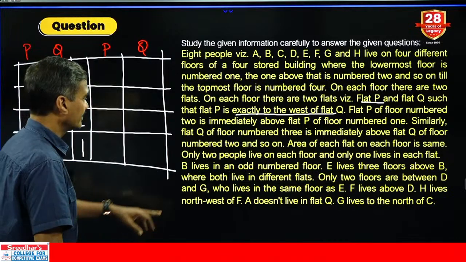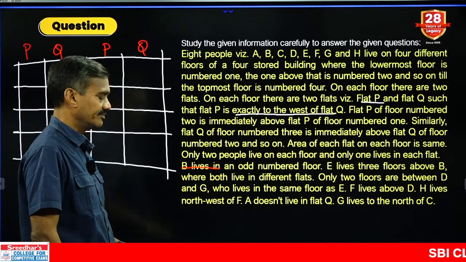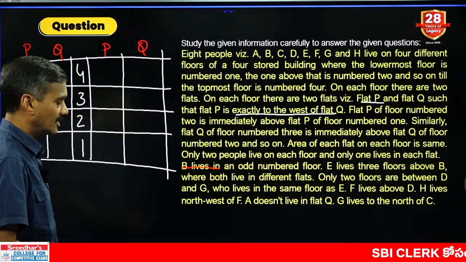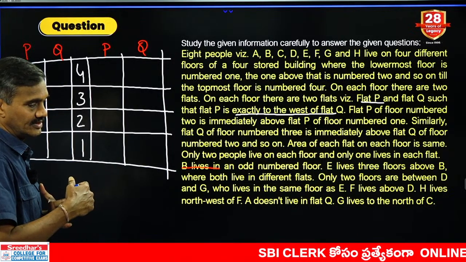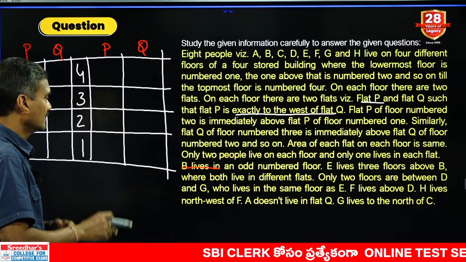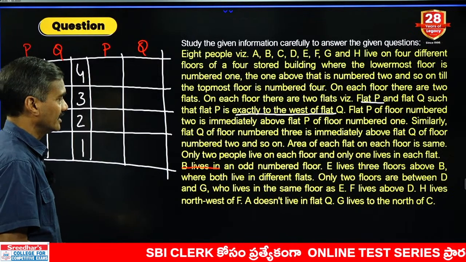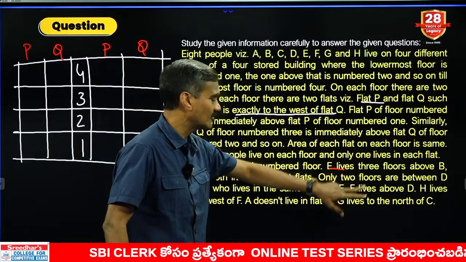And B lives on an odd numbered floor. Where is this B? B lives on an odd numbered floor. Odd number floor, how many are there? Either first floor or third floor. Clear? How many possibilities we have? 2 different possibilities. And E lives 3 floors above B.